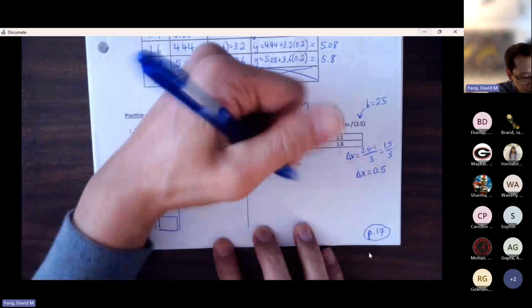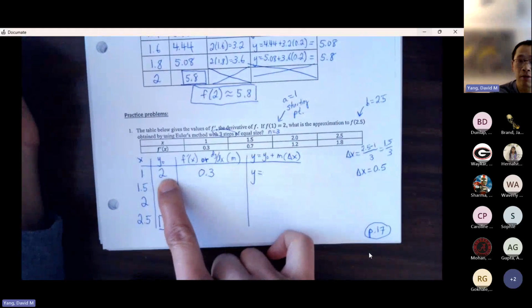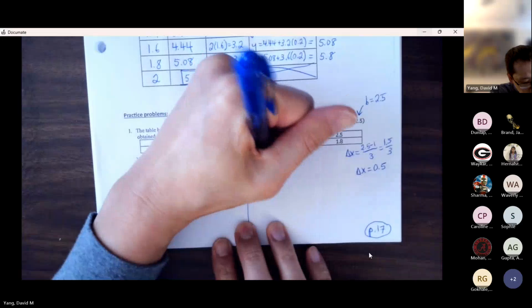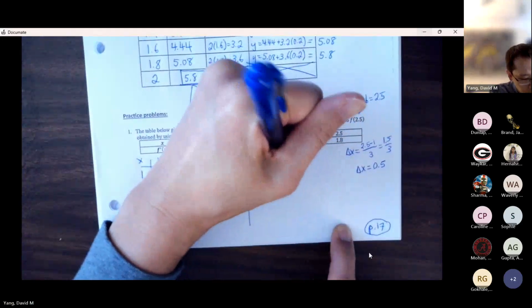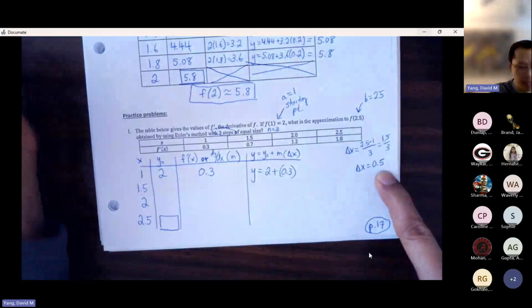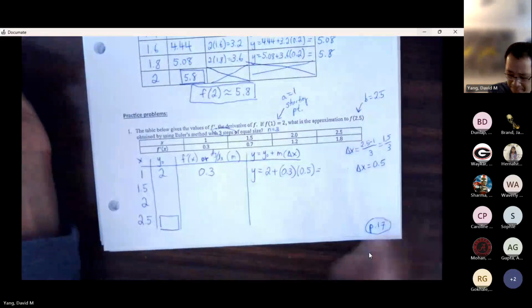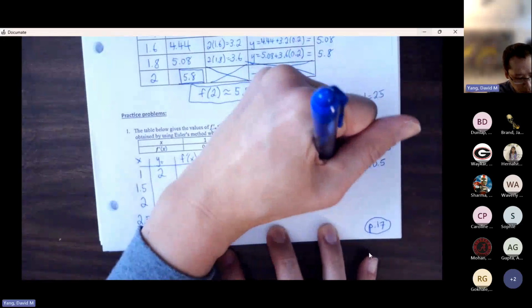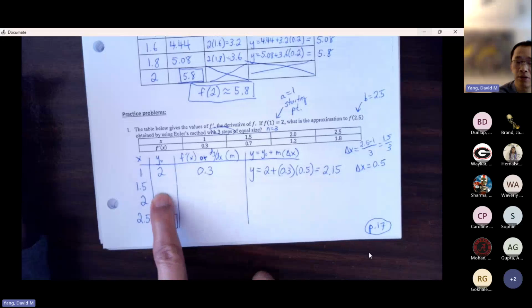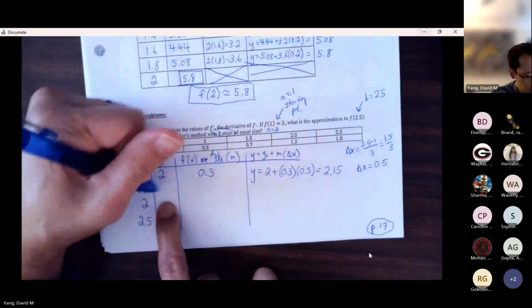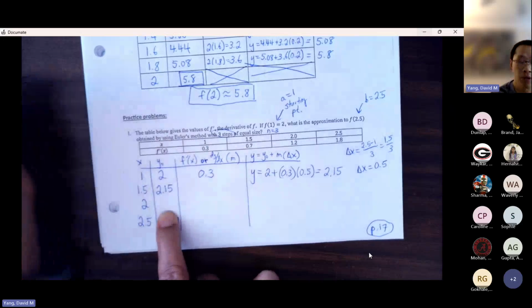And now our y value is y sub 0, which is our current y value, plus m, or slope, times our step size, 0.5. Use your calculator, and you'll get 2.15. Take that new y value, which will now be the starting y value for our next row.